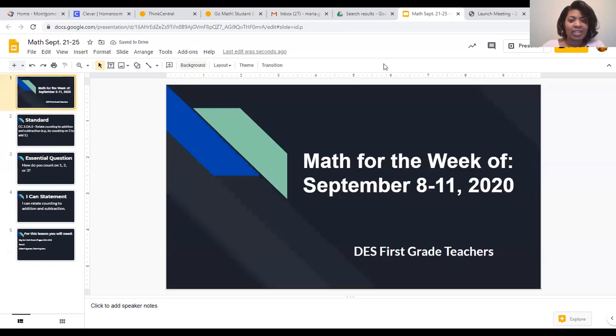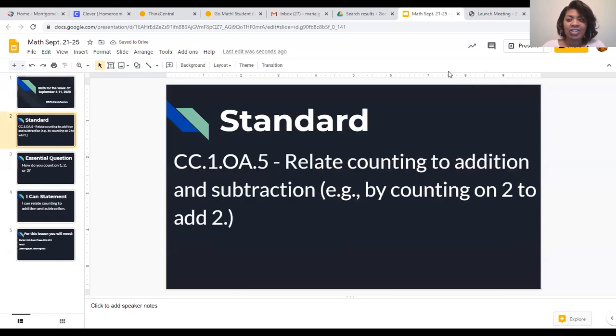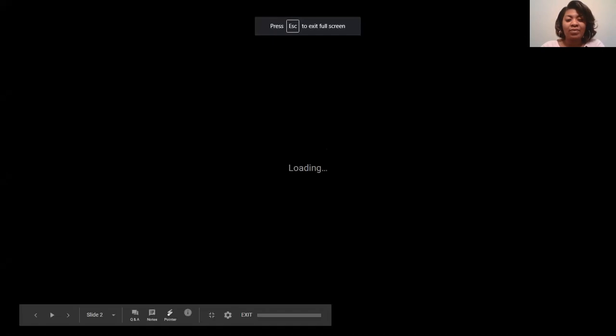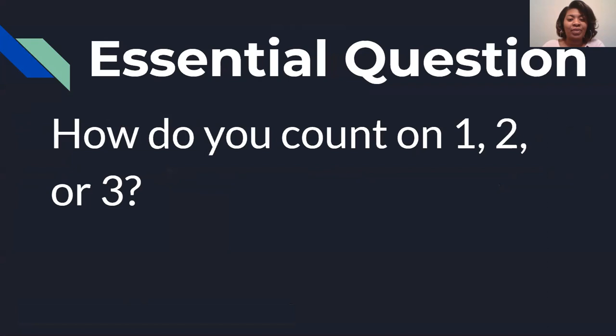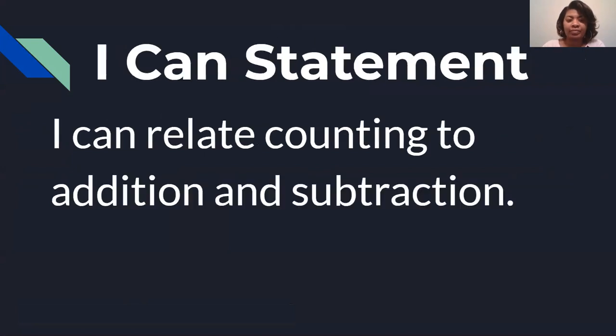All right, this is our math standard for this week. It is 1.OA.5. We're going to relate counting to addition and subtraction, for example, by counting on 2 to add 2. Our essential question today is, how do you count on 1, 2, or 3? Our I can statement: I can relate counting to addition and subtraction.